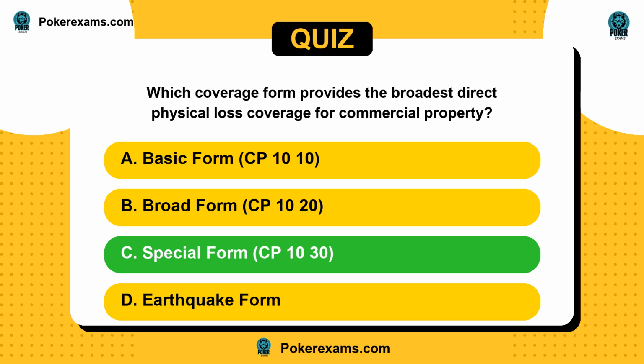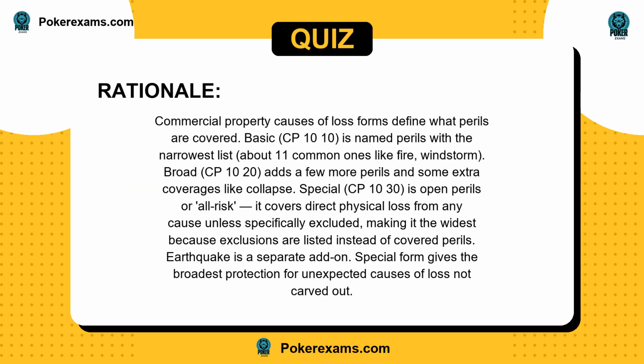The answer is C. Commercial property causes of loss forms define what perils are covered. Basic, CP 1010, is named perils with the narrowest list, about 11 common ones like fire, windstorm. Broad, CP 1020, adds a few more perils and some extra coverages like collapse. Special, CP 1030, is open perils or all risk. It covers direct physical loss from any cause unless specifically excluded, making it the widest because exclusions are listed instead of covered perils. Earthquake is a separate add-on. Special form gives the broadest protection for unexpected causes of loss not carved out.